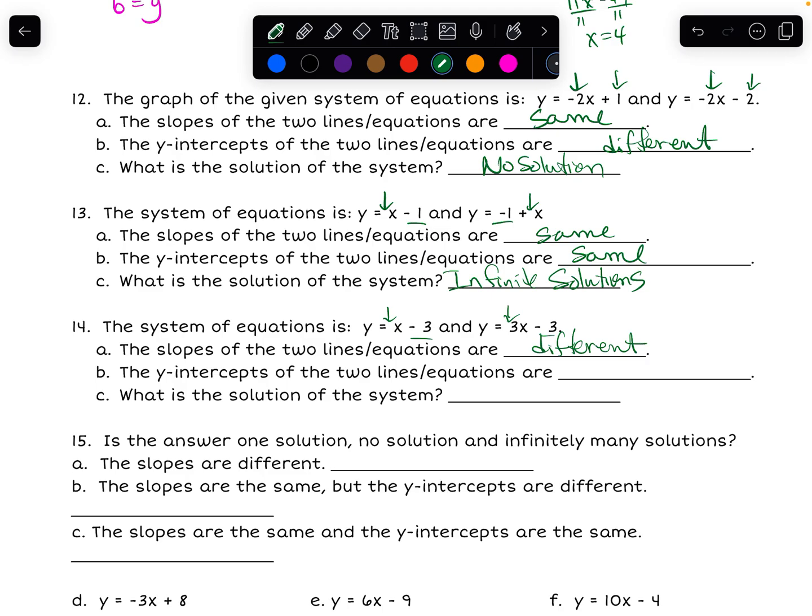This and this are the same. The answer is 0. Just kidding.